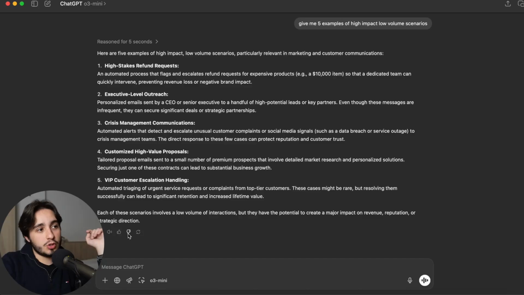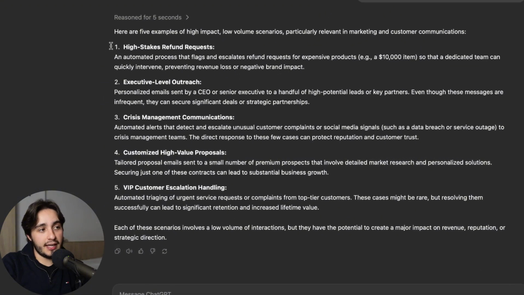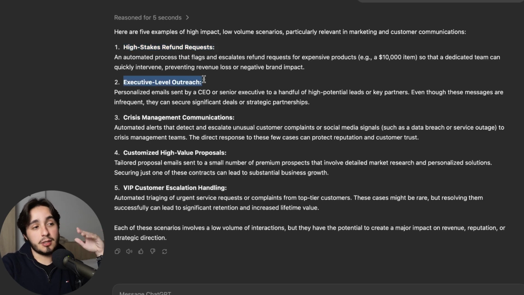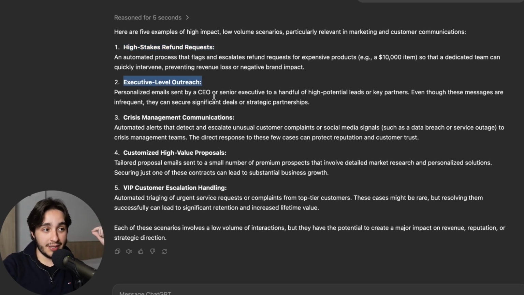So here are 5 examples of high impact, low volume scenarios that I asked ChatGPT to come up with. And actually these are exactly what I'm talking about. Like I said before, high stake refund requests. These are requests for refunds for like your most expensive product. Executive level outreach. These could be outreaches that you're sending to a specific type of customer.